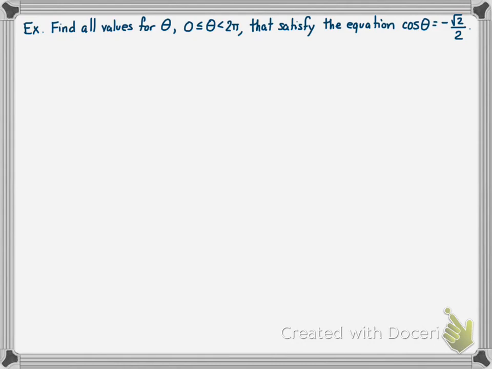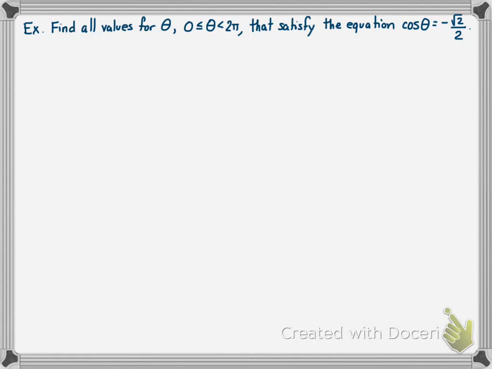Okay, let's do another example of one of these as a second warm-up problem. In this example, we are asked to find all values for theta, where theta is between 0 and 2 pi, all the values of theta that satisfy the equation cosine of theta is equal to negative square root of 2 over 2.